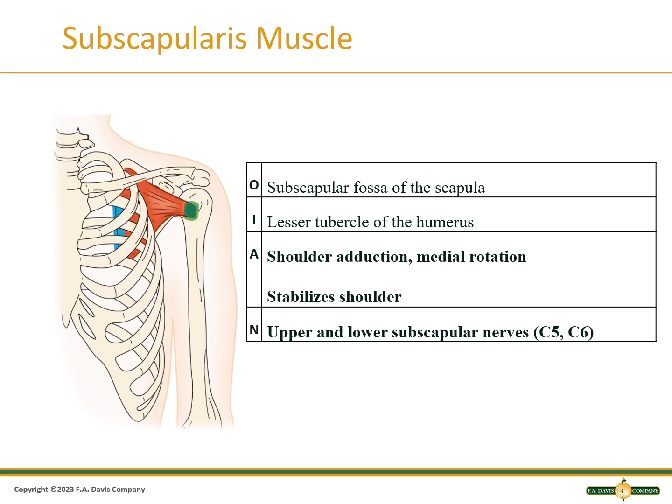Subscapularis is the last of our rotator cuff muscles. It sits on the anterior aspect of the scapula to wrap around. So its origin is the subscapular fossa, so sub being below the scapula, it's underneath. It inserts on the lesser tubercle of the humerus, so it causes shoulder adduction and internal rotation. It is going to be one of our prime contributors to internal rotation. Again, being a rotator cuff muscle, its primary job is to stabilize the shoulder, and it is innervated by the upper and lower subscapular nerves.